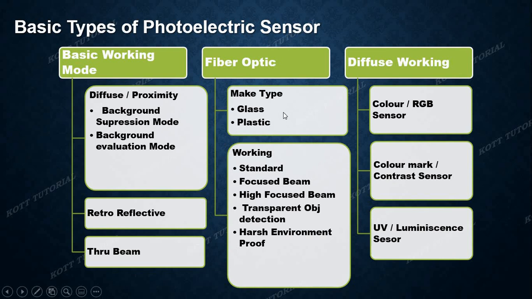Now let us start with the basic types of photoelectric sensor. I have bifurcated it into three types. One is basic working mode, other is fiber optic, and third is diffuse working. In the basic working mode, I have divided photoelectric sensors into basically three types depending upon the working mode, that is diffuse or the proximity, retroreflective and through beam.